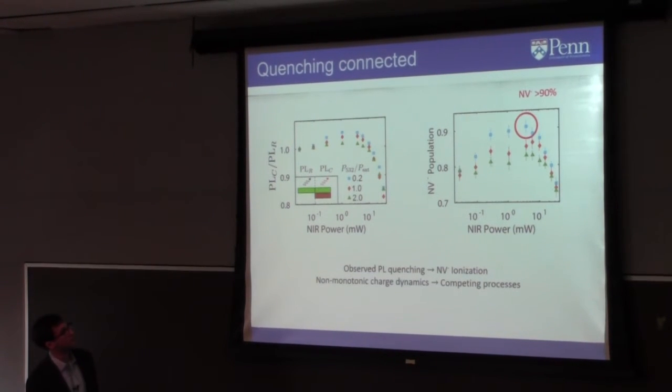Also a nice bonus out of this is that we found a way to initialize into NV- better than you used to be able to do. So usually when you shine green light, you get NV- 75% of the time. But now we can get up to greater than 90%. So that helps with our initialization fidelity.